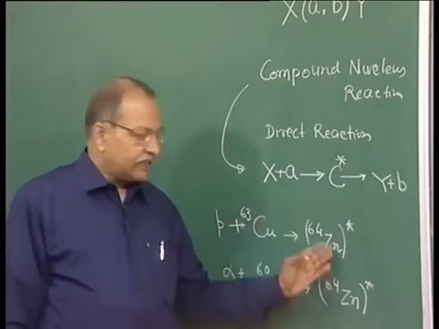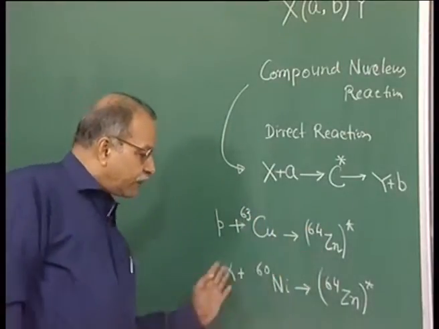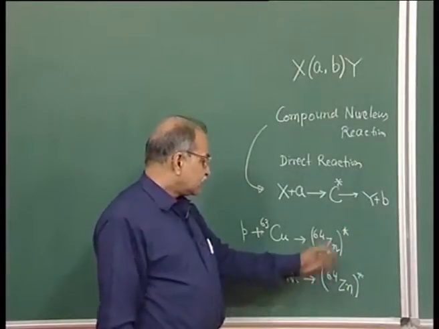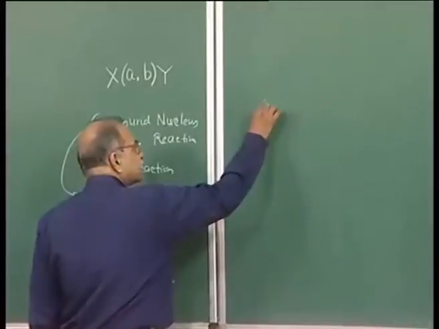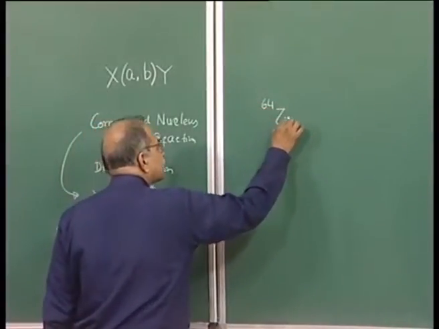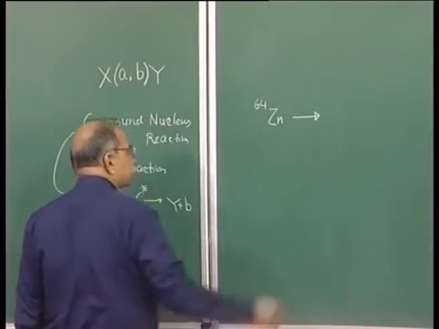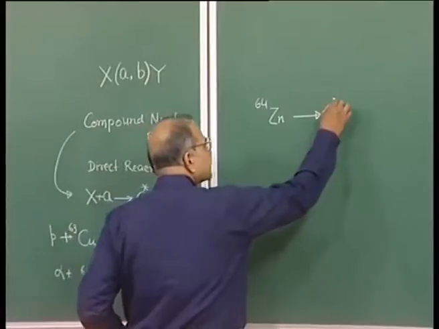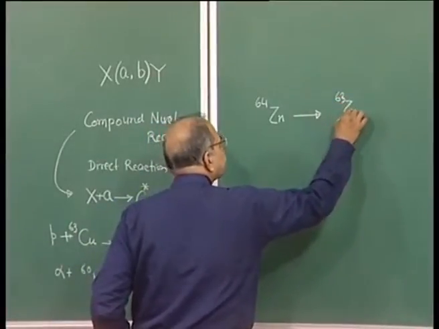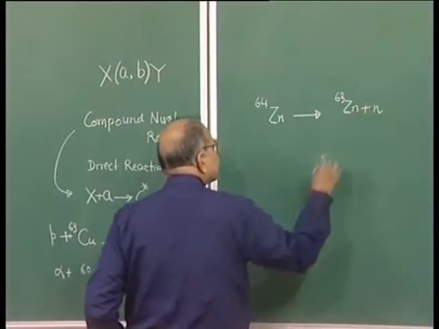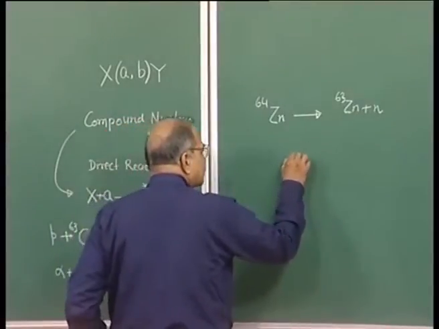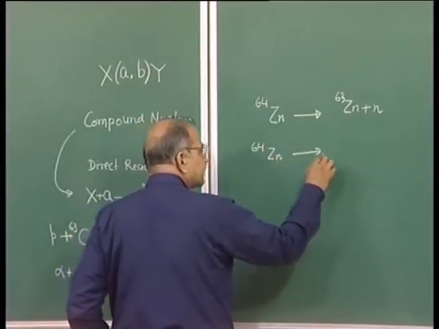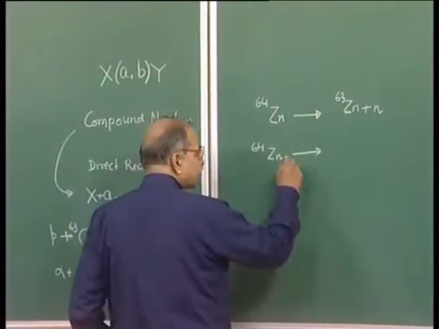So, it can decay in various manners, it can be formed in various manners. After the 64 zinc is formed, that can decay too by emitting, let us say, a neutron. If a neutron is emitted, it will be 63 zinc plus neutron, this is one channel. It can also go through 2 neutron emission.